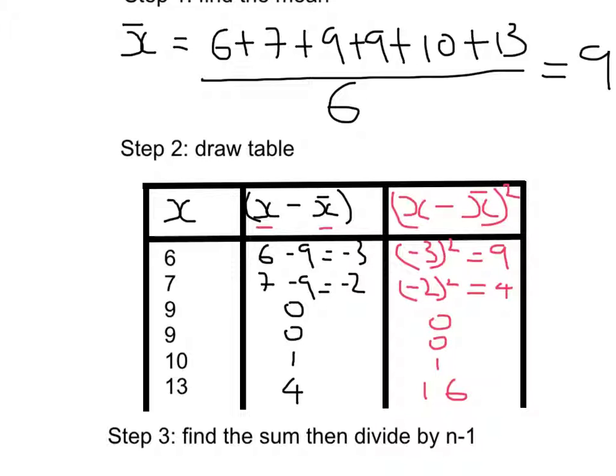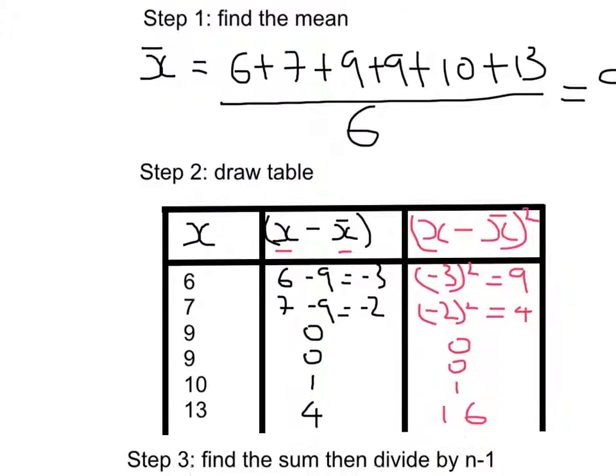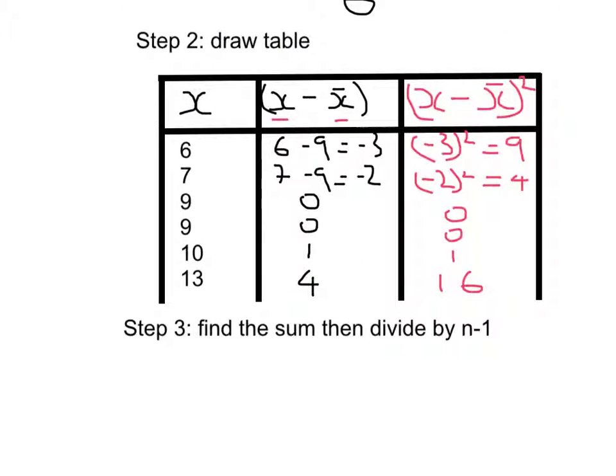Now for step 3, we're going to find the sum of our x minus the mean squared and divide it by n minus 1. And we can see here on the formula we have our sum, and it's all over n minus 1. Now this is just the same as finding the mean of this third column, except you have to remember you divide by n minus 1.